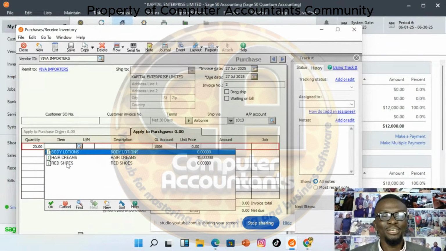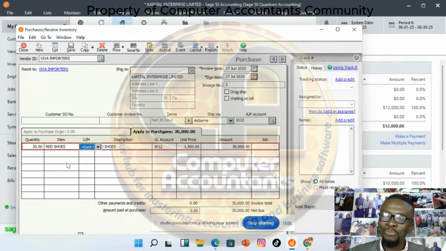Did you see how this thing is moving smoothly in my hand? You know why? The setup was top notch. So the transaction is benefiting from yesterday's thorough setup. You can see how the whole thing is flowing. But just in case, yesterday we set up the price at 1,500. Just in case Mr. Viva might now increase the price to 2,000, it's a simple thing. Just click on this price and you edit it and it flies. So we are done with that transaction. We save.